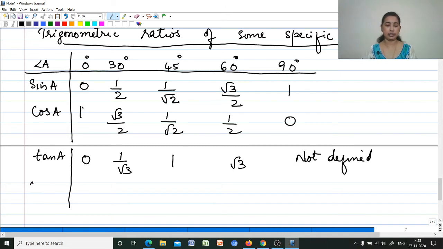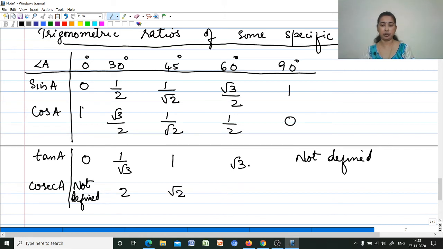Again, next is cosec A. Cosec ratio is the reciprocal of sine. So reciprocal of sine means sine is 0, so reciprocal of sine is 1 by 0, 1 by 0 is not defined. Then reciprocal of 1 by 2 is 2, reciprocal of 1 by root 2 is root 2, reciprocal of root 3 by 2 is 2 by root 3 and reciprocal of 1 is 1.